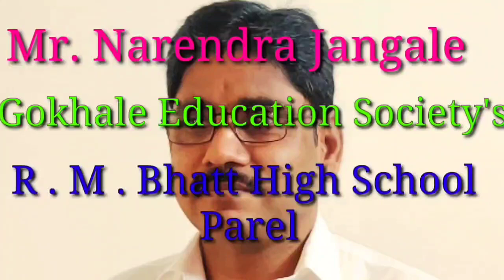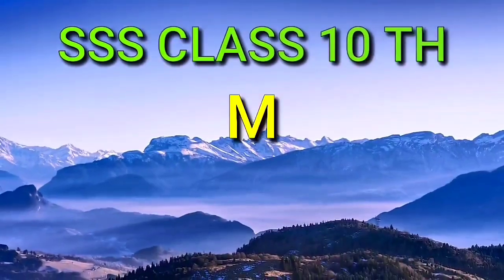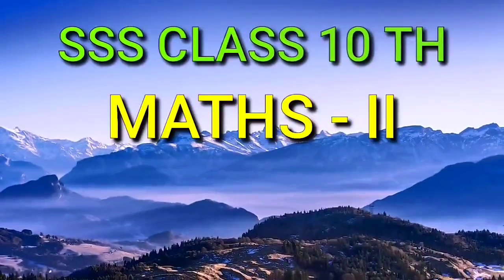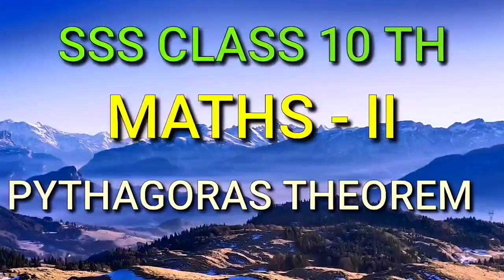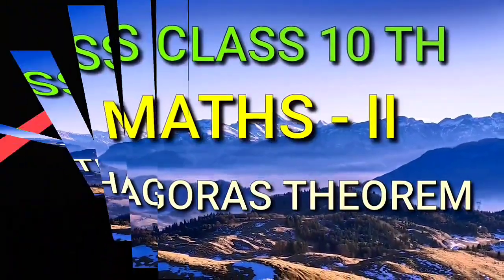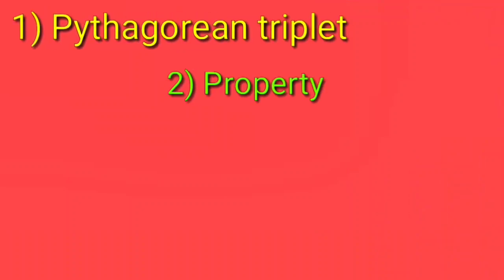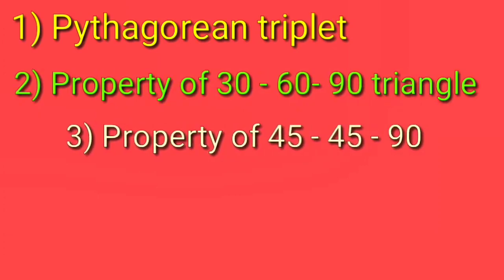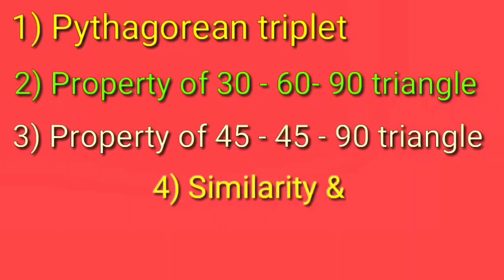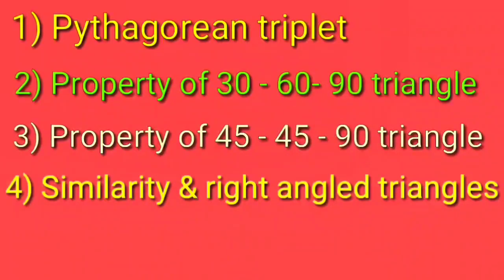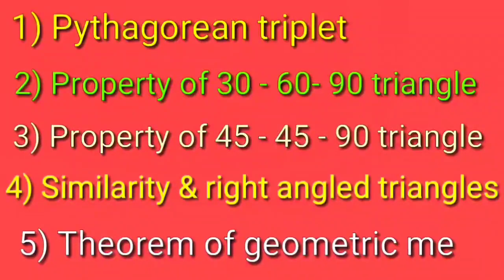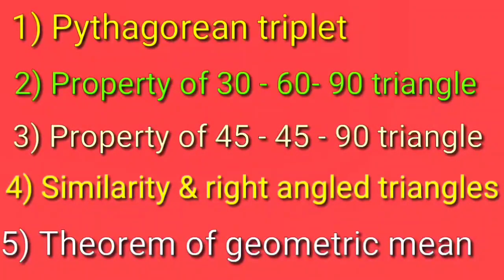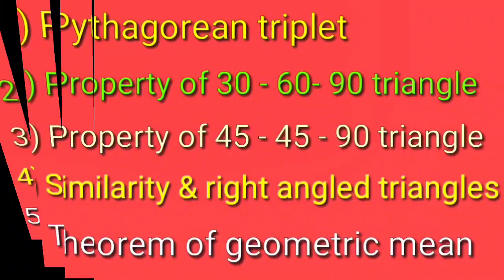Welcome students. Today we are going to study SSC Class 10th Maths Part 2, second chapter, Pythagoras Theorem. From that chapter we are going to study the following properties. First, Pythagorean triplet. Second, property of 30 60 90 triangle. Third, property of 45 45 90 triangle. Fourth, similarity and right angle triangle. And fifth, theorem of geometric mean. So let us study those properties in detail.